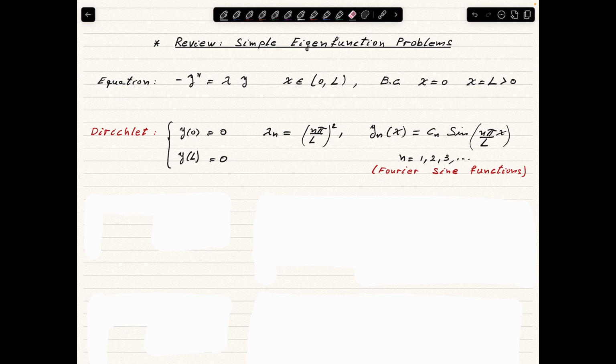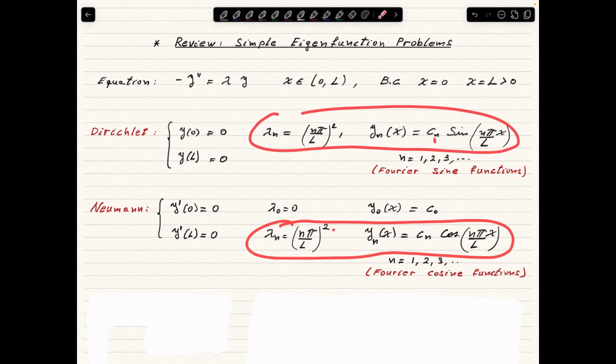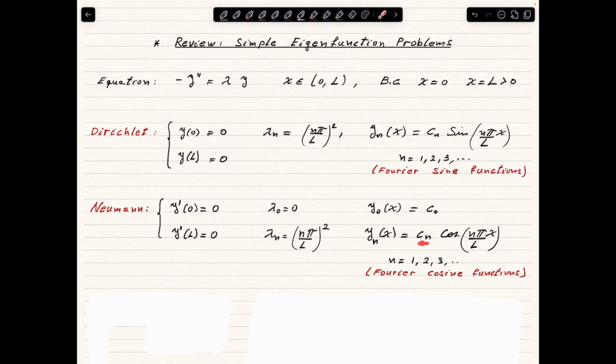We also found solutions of the same equation for Neumann boundary conditions, and the Neumann boundary conditions say that the derivative of the solution has to vanish at 0 and L, not the function like in the Dirichlet problem. And we found that we also have infinitely many solutions given by lambda the same as before, (n pi over L) squared, but instead of sine we have cosine for the eigenfunctions. n is still taking values 1, 2, 3 to infinity. So this part of the solutions is very similar to the previous problem, just changing sine by cosine. c n is an arbitrary non-zero constant.